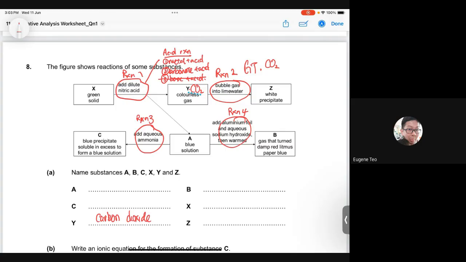Now going on to Z, as I mentioned, when you bubble CO2 into lime water, just a quick recap, when CO2 gas is bubbled into lime water, which is calcium hydroxide, what you're going to get is calcium carbonate solid, which is your white precipitate, plus water. So this white precipitate here is actually your calcium carbonate. So we're going to write down here, calcium carbonate.